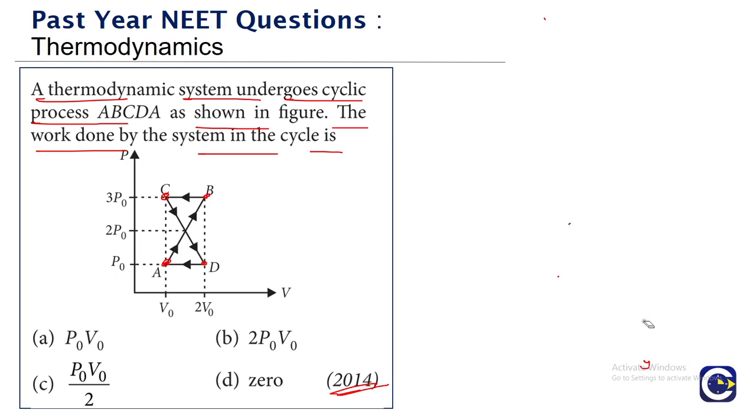It's a cyclic process, ABCDA. So if you look at it, we can see that this is like one cycle. Let's call it cycle 1, and this is also like another cycle, cycle 2. So the overall work done in that entire cyclic process can be given by work done in part 1 plus work done in part 2.